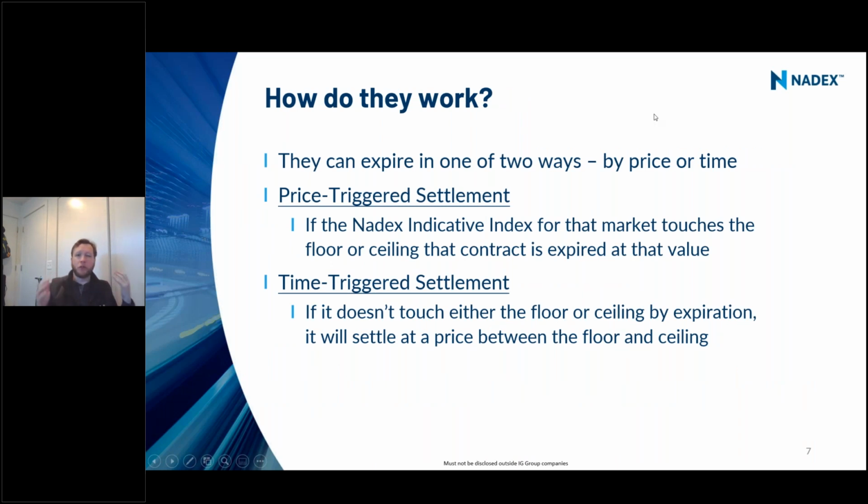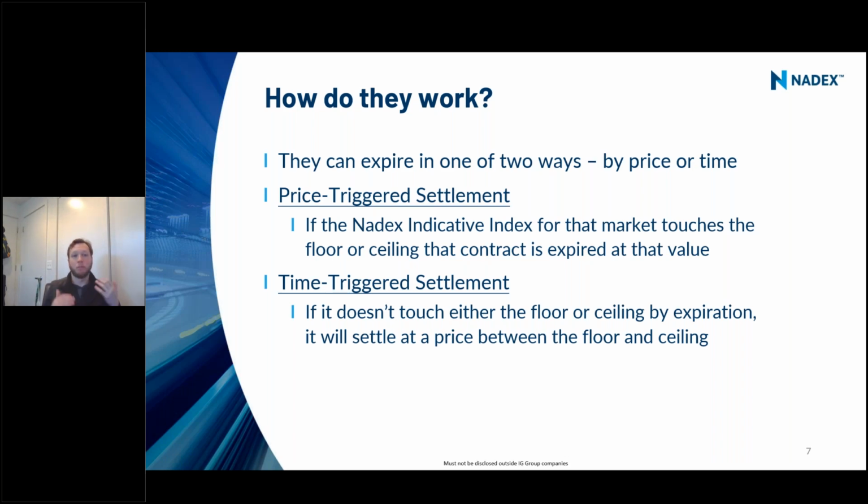So basically, there's 2 ways that your contract can actually expire, right? There's 2 ways that you can actually get triggered, get out of the contract. The first way is going to be the price triggered settlement, and I would probably say about 95% of cases, this is going to be how your knockout contract is settled. It's going to be price triggered. What does price triggered settlement mean?